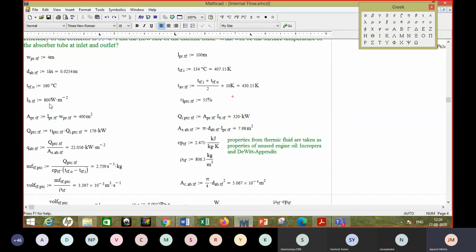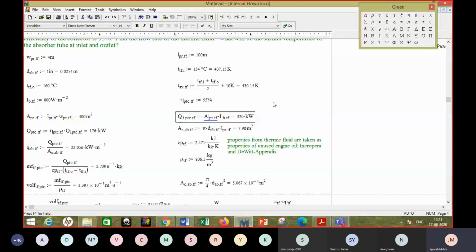And the beam radiation is 800 watt per meter square. So per meter square of the aperture area, right? Aperture area is nothing but the width into length. Okay, you don't have to consider the surface area because the solar radiation can enter through that rectangle. The area through which the solar radiation enters is the aperture area, and the efficiency is 55%. So this is the total aperture area, 400 meters square in this case. And so how much heat is coming in?